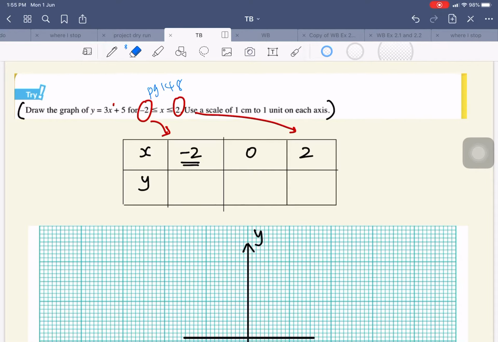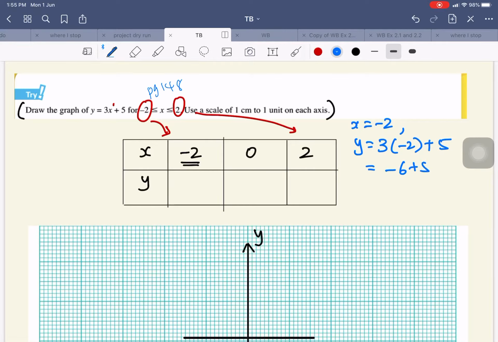Now, when x is -2, I will sub into the equation 3x. X is -2. So minus 6 plus 5. So -1. So when x is -2, y is -1.